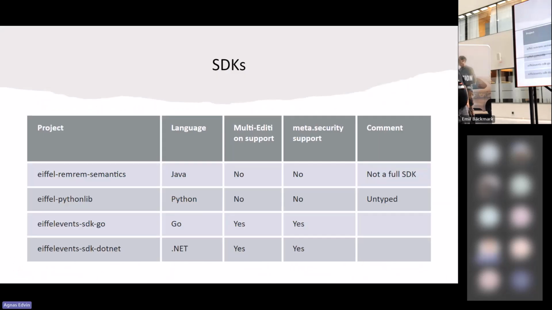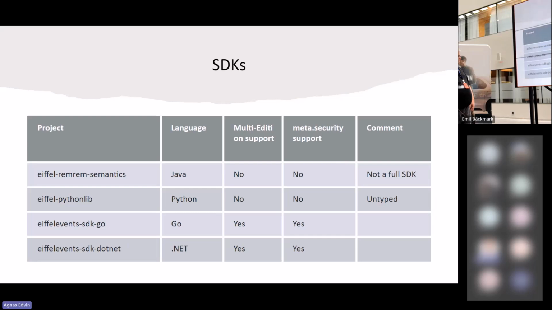But let's go on a little bit to the SDKs. The first one here is called Eiffel Commons, or random semantic. It's written in Java. You could probably not really call it an SDK maybe, but you can actually generate events. The Eiffel Python library, Python, it's not typed, and it doesn't have multi-edition support. I don't know if we talked about editions, but basically when we release a new set of events, we create an edition. And that is what we call multi-edition support.